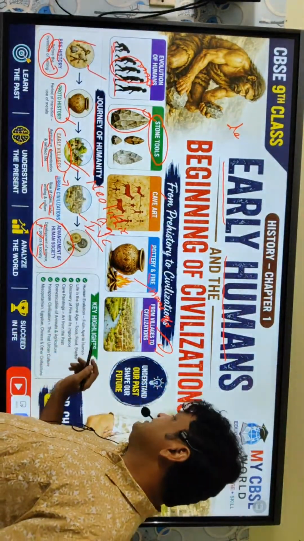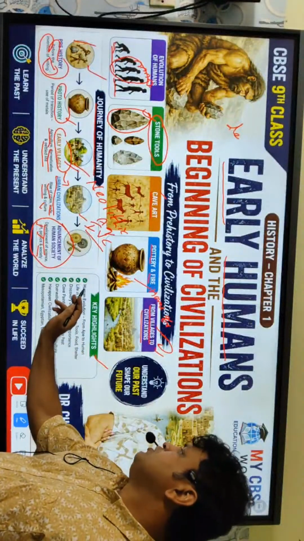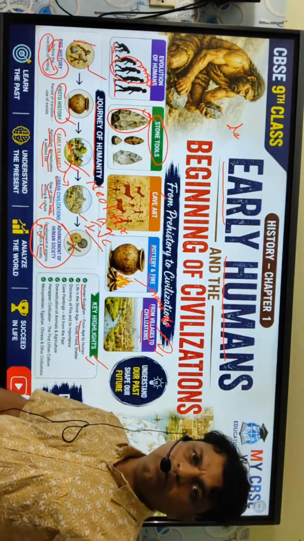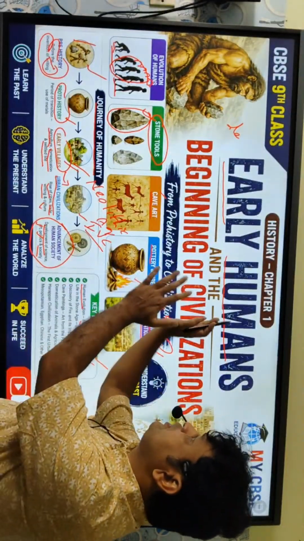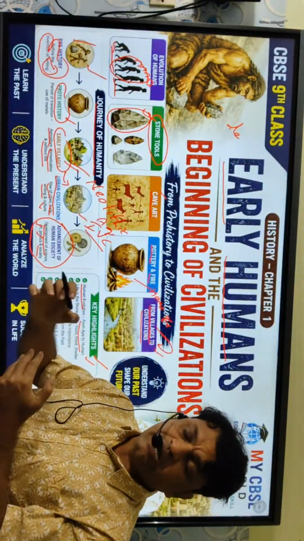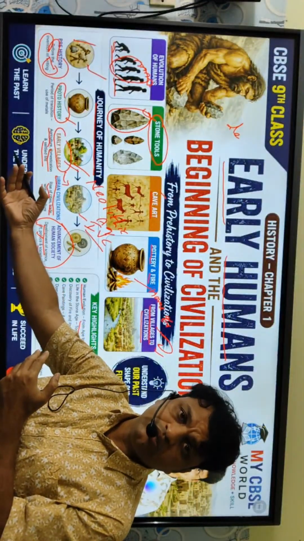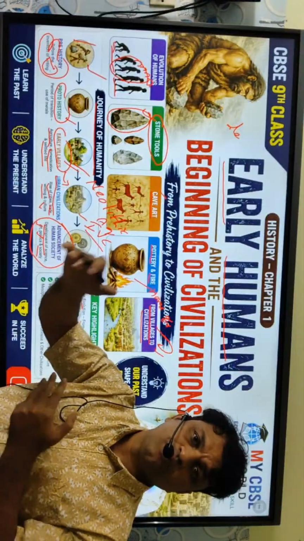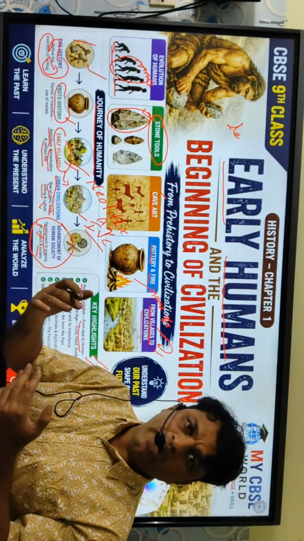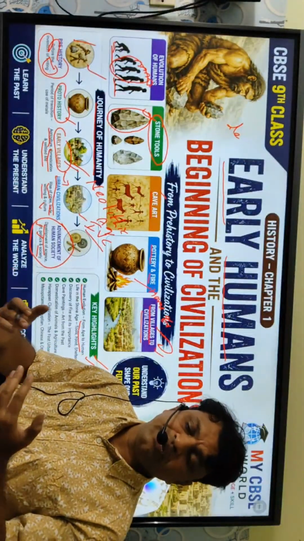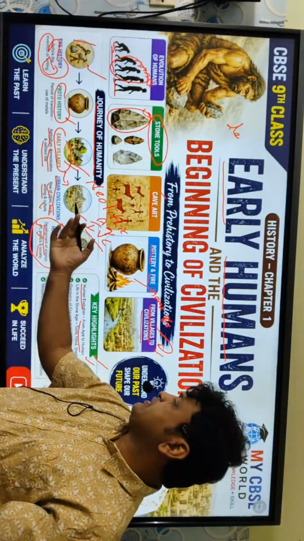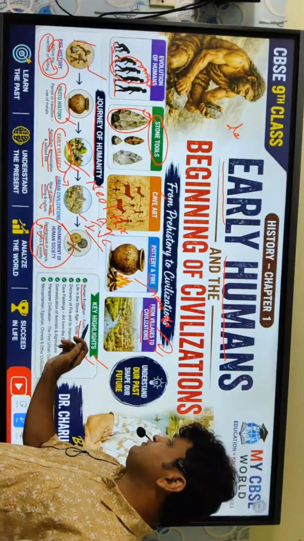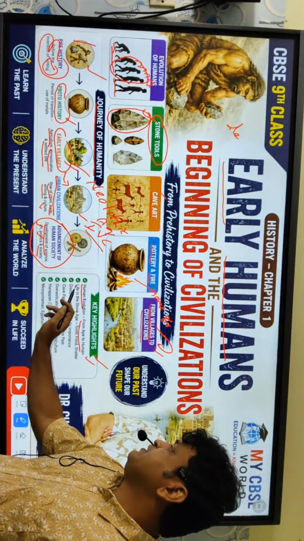Next, what is the key highlight here? Human evolution from ape to human being. We are going to study the early humans, called apes, monkeys, our ancestor Australopithecus, Homo habilis, Homo erectus, Homo neanderthal, Homo sapiens, all under this chapter. Now, human evolution from apes to human, and life in the Stone Age.